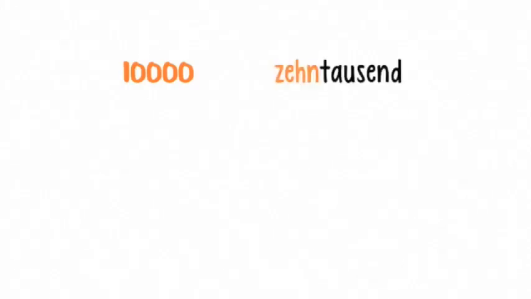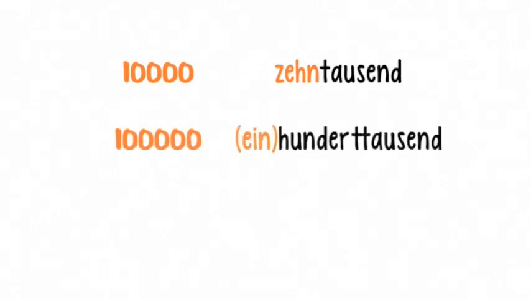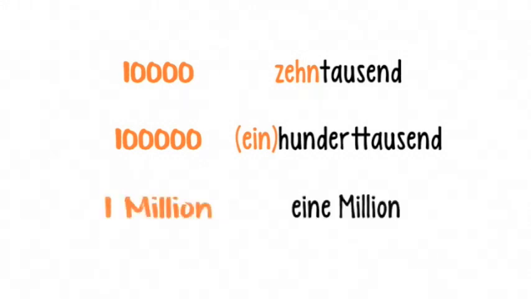10,000 in German is zehntausend, 100,000 is hunderttausend or simply einhunderttausend, and 1 million, eine Million. This was lesson 15 with the numbers.